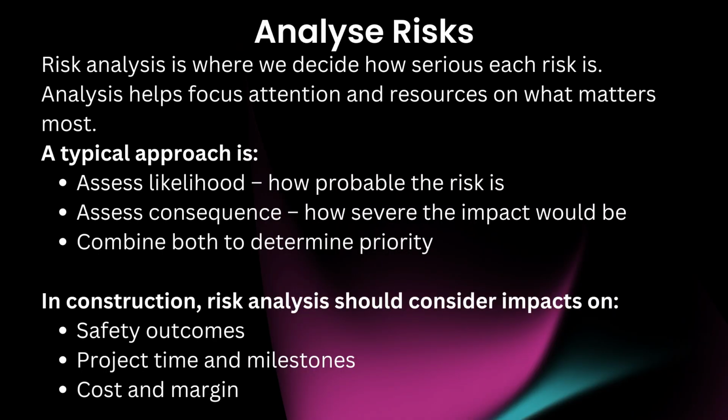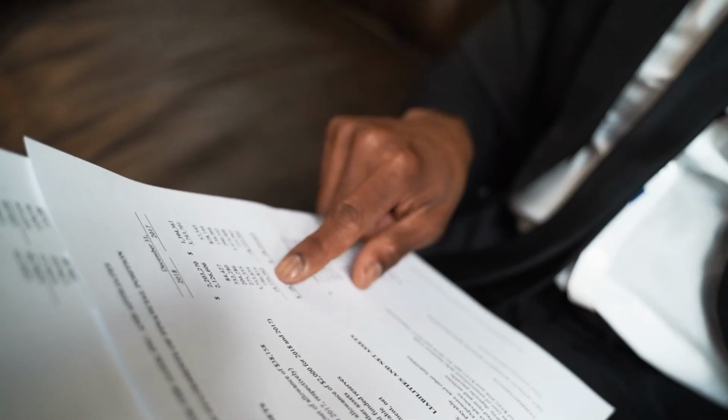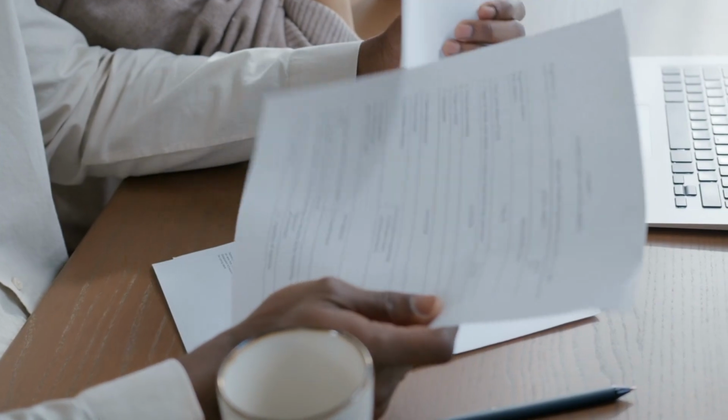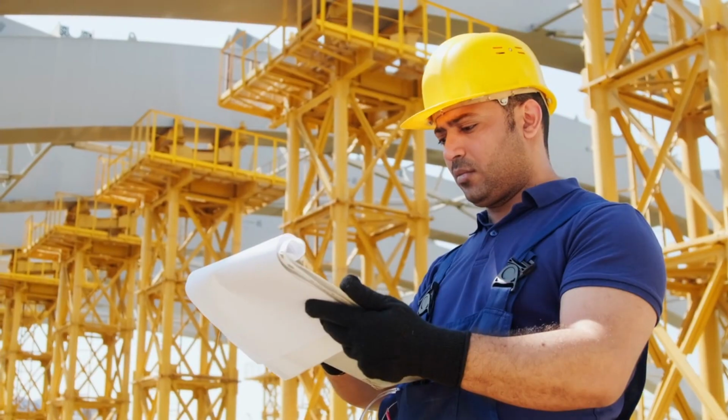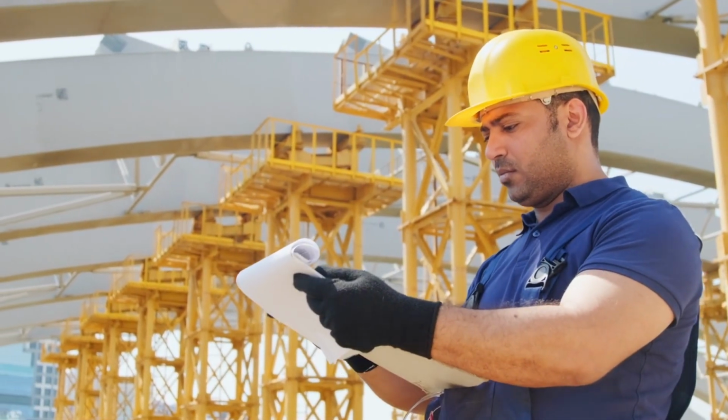Analyze risks. Risk analysis is where we decide how serious each risk is. Analysis helps focus attention and resources on what matters most. A typical approach is assess likelihood, how probable the risk is, assess consequence, how severe the impact would be, combine both to determine priority. In construction, risk analysis should consider impacts on safety outcomes, project time and milestones, cost and margin, quality and compliance, client satisfaction and reputation, contract rights, claims, and dispute exposure. The purpose is practical. You cannot treat everything at the same level, so analysis helps prioritize.